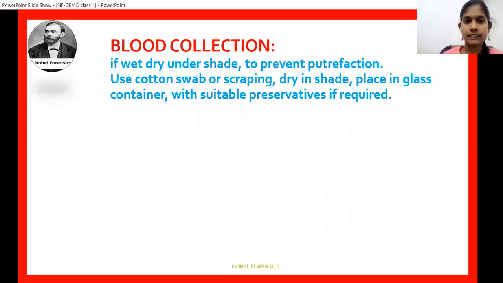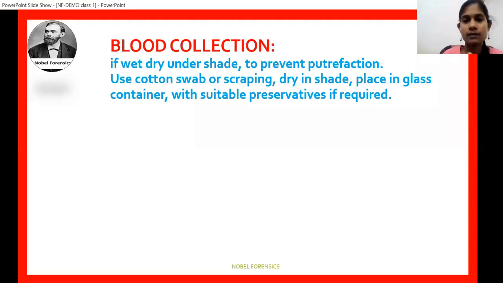Then blood collection. If blood is dried, then using scraping, we can collect it as it is and pack it. But if blood was wet, collect it with cotton swabs, then dry under the shade to prevent putrefaction. Because if blood is still wet within the packing, there is a chance of microbial organisms growing, so it will putrefy. So it should be dried in shade only, not in sunlight, under a fan, or in any oven.